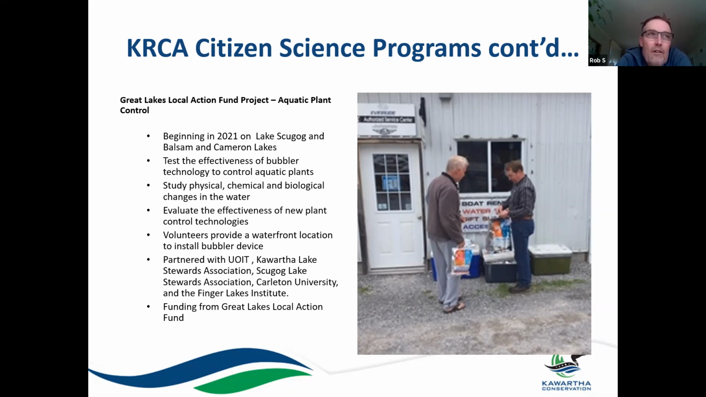We have volunteers on Lake Scugog, Balsam, and Cameron Lakes for 2021 who've already provided locations where we can install a bubbler. Potentially in the future, we'll be looking at different technologies other than bubblers, so we may be looking for more volunteers in the future. This is one project where we've obtained our volunteers and our locations, and we're not currently looking for any new volunteers this year, but we may be looking for new volunteers in the future. And as I mentioned, this also is funded by the Great Lakes Local Action Fund.